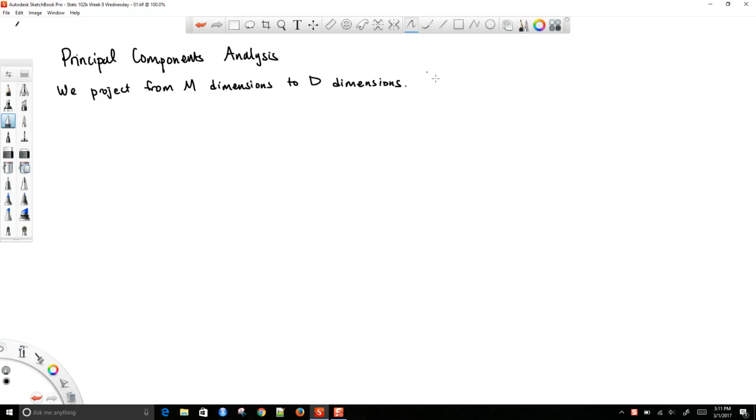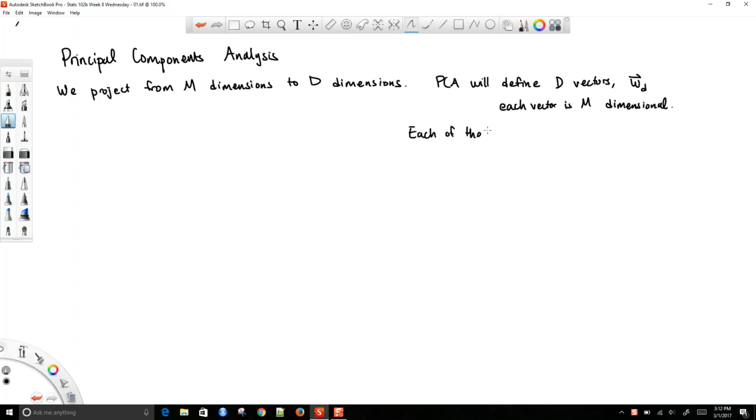Okay, and then PCA, when we do this, we're going to define a total of d vectors, which we will call W sub d, and each vector is m-dimensional. Each of these vectors represents a linear combination of the current existing m dimensions.